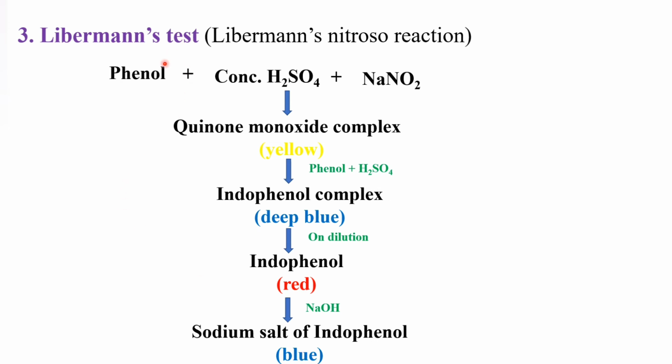So what is Libermann's test? We have taken phenol and treated it with concentrated sulfuric acid and sodium nitrite. We get a yellow colored complex called quinone monoxide. With this, again we treat phenol and concentrated sulfuric acid. We get a deep blue colored complex called the indophenol complex. On dilution we get red colored indophenol. On treatment with sodium hydroxide we get the sodium salt of indophenol, which is blue in color. Now we'll see the reaction for this.